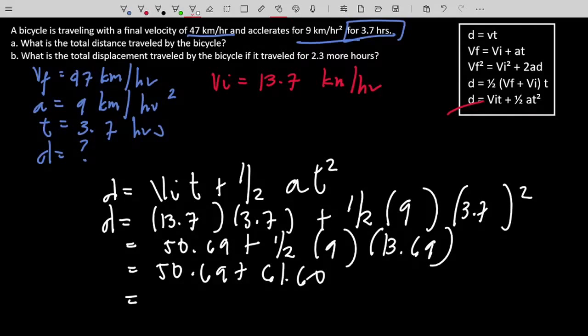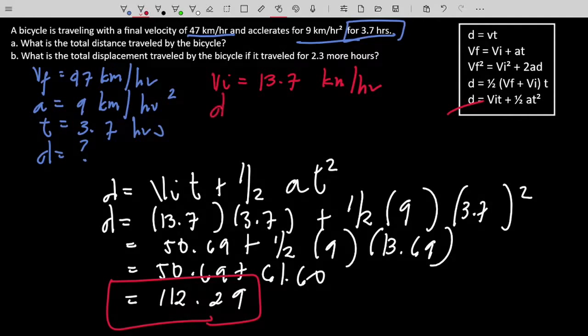Now 50.69 plus 61.60 gives 112.29. So this should be our final answer for letter A. Therefore, our displacement is equal to 112.29 kilometers.